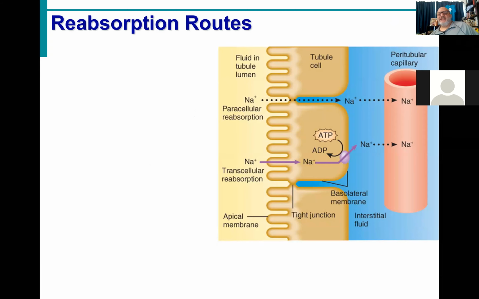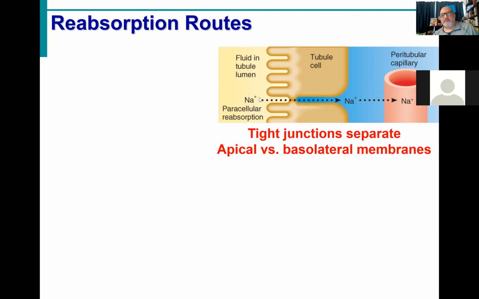Here we see this nice simple illustration of basically what we have in our proximal convoluted tubule, most likely a simple cuboidal cell with microvilli, interstitial fluid, and then that peritubular capillary that is around it. I think we mentioned this, but if not, let me see if I do it here. Yep, there we go.